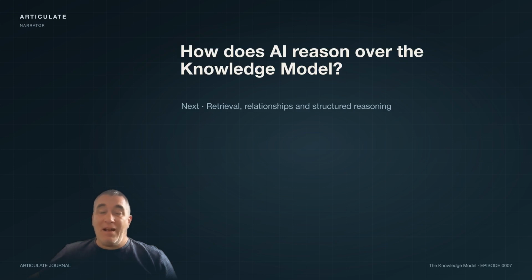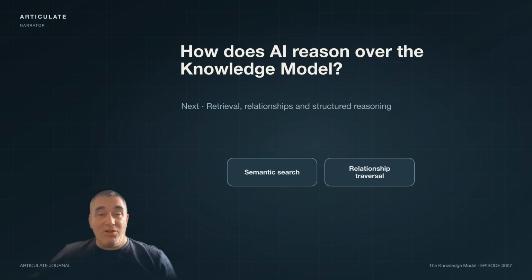How does AI actually reason over it? Some questions might be answered through semantic search. Others might require traversing relationships, and some might need structured queries. And some may require several different approaches working together.